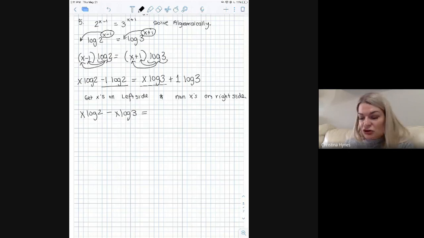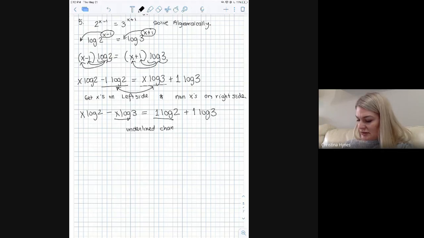This is going to go to the right side because it doesn't have the variable x. So what you're doing is you're switching their sides. Those guys are going to switch sides, but when you do that, you have to switch the sign as well. So negative 1 log 2 becomes positive 1 log 2 when you move it over to the right side. And positive 1 log 3 doesn't change positions because it was always on the right side. Okay, so just these guys changed signs if you look at it. Underlined, changed signs.